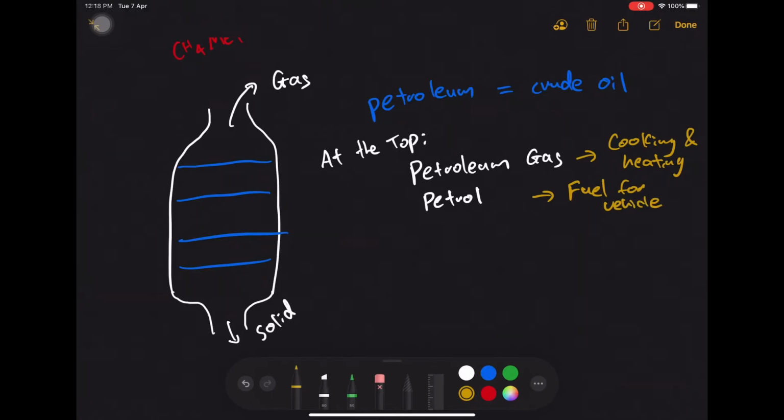Now the next one we have our naphtha. What is this used for? This is used for making plastics and detergent.